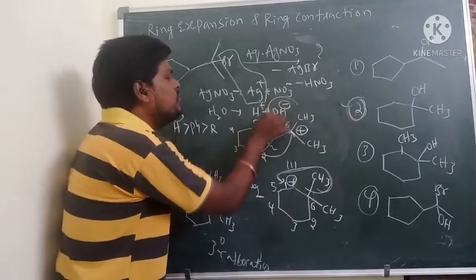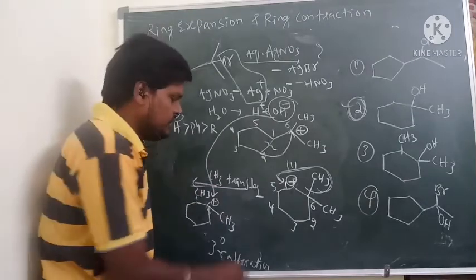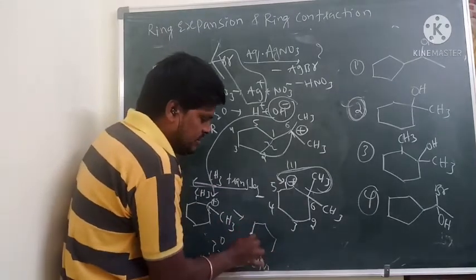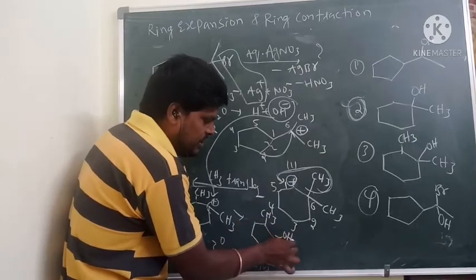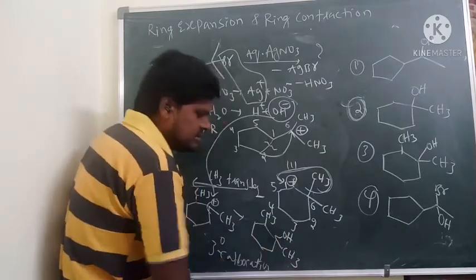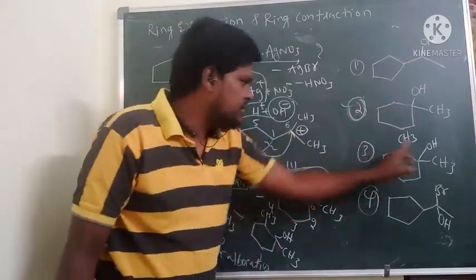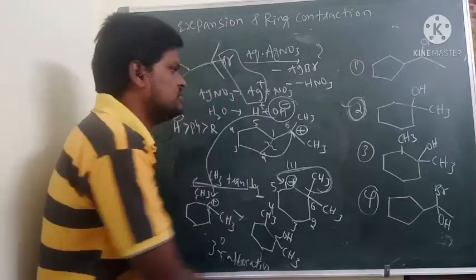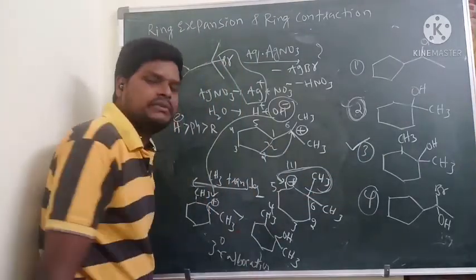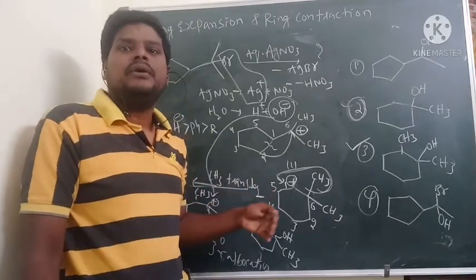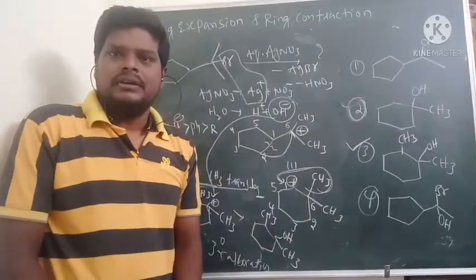Now this nucleophile OH minus is going to attack this tertiary carbocation to form finally the major product here. Here a methyl group, here OH, and here CH3. Look at this one. So CH3, CH3, OH, OH, and CH3. So the third option is the correct one here, right? The third option is the correct one here. So this is the way to understand the concept of ring expansion and contraction.